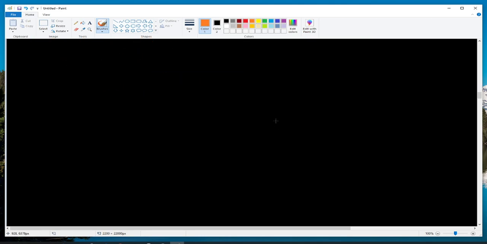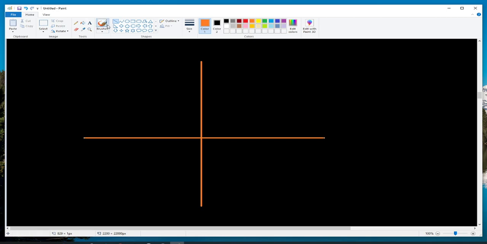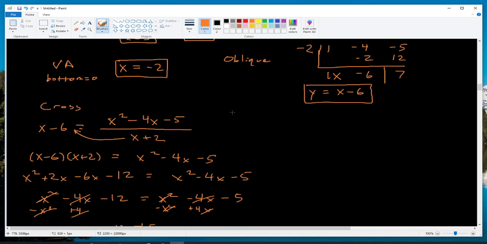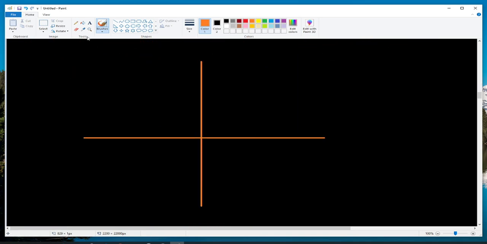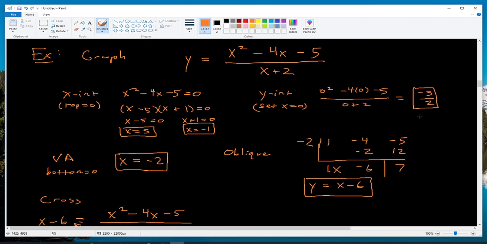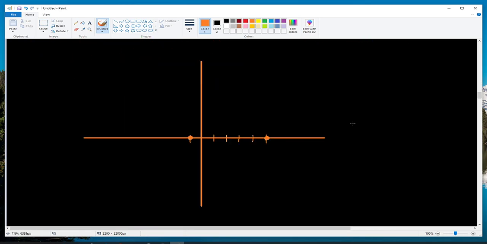So now we need to graph this thing. So let's create, that's not good. Let me just use the line tool here. That's better. Okay, so x-intercepts are at 5 and negative 1. So we say, okay, out here at 5, and again over here at negative 1. Those are my x-intercepts. My y-intercept is at negative 5 halves, which is negative 2.5.